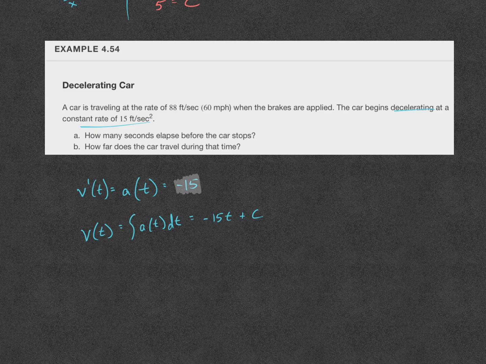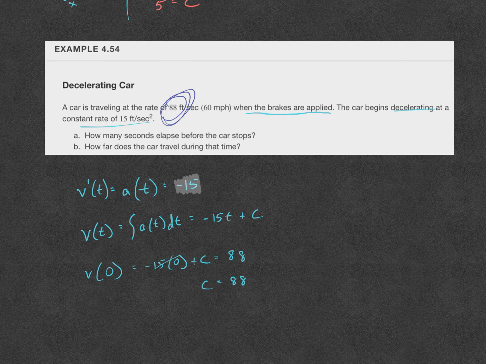Now with one additional piece of information, I'm circling it up here, we can find out what the constant c is. The initial condition, v of 0, when we start pressing the brakes, we are traveling at 88 feet per second. So negative 15 times 0 plus c is equal to 88. So my constant c in this example is 88. And how did I know to plug in 0, just to make sure that we're clear on that, is because it says when the brakes are applied. That's like the beginning of time in this problem.